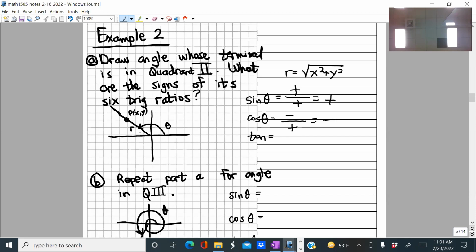What about tangent in the second quadrant? The y is positive and the x is negative. Remember, tangent is y divided by x, so that comes out to be negative. So in the second quadrant, no matter what the size of the angle is, the sine is positive, the cosine is negative, and the tangent is negative.